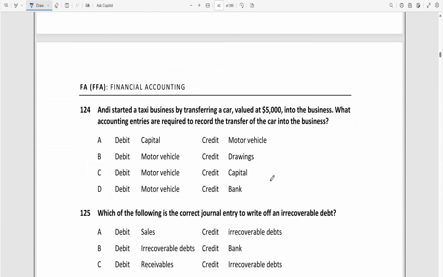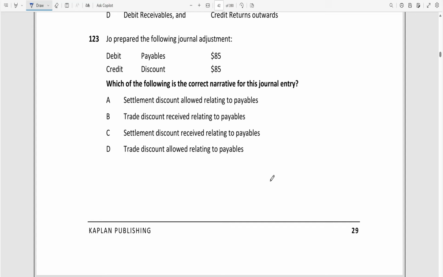Okay, so what does question 123 say? Which of the following is the correct narrative for this journal entry? So they are asking for the narration. Joe prepared the following journal adjustment. So what has Joe done? Debited payables by 85 and credited discount. So basically this is related to the discount that Joe has received while purchasing the goods. That's why they are reducing the payables balance by 85 and crediting the discount by 85 as it is income.